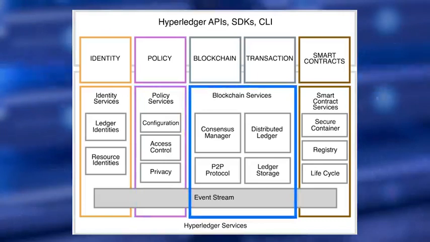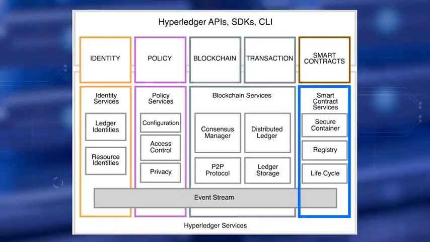Blockchain Services module manages the peer-to-peer communication protocol, the distributed ledger maintaining the global state replicated at many participants, the pluggable consensus algorithm, PBFT or POW. The Smart Contract Services module provides a secure and lightweight sandboxed environment for the chain code to execute.